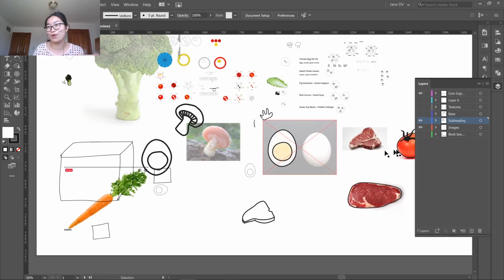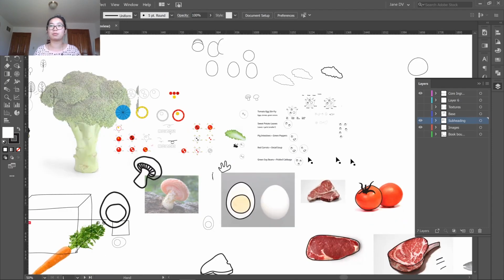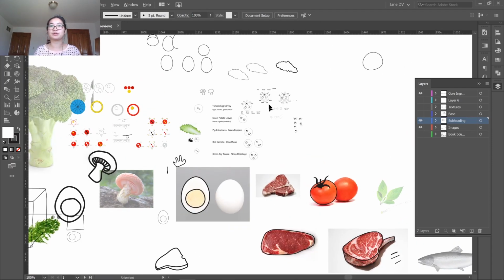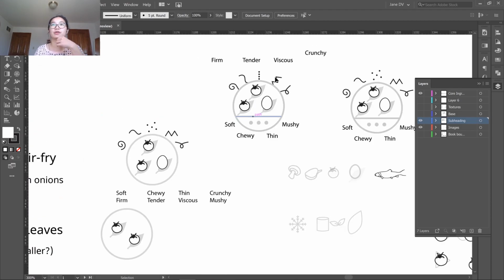I also don't know how to use it very well, so I was practicing a lot. Yeah, so I draw on top of these images. Yeah, my artboard's pretty messy. Anyways, I continued to play around with how to display everything, because there's a lot of information.